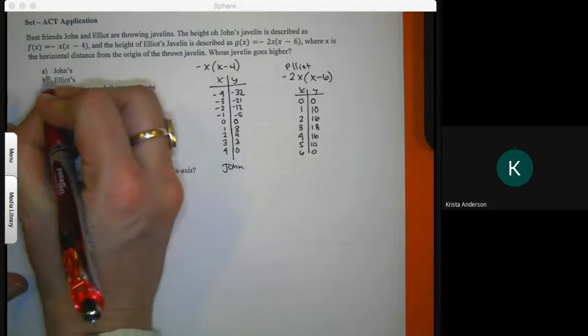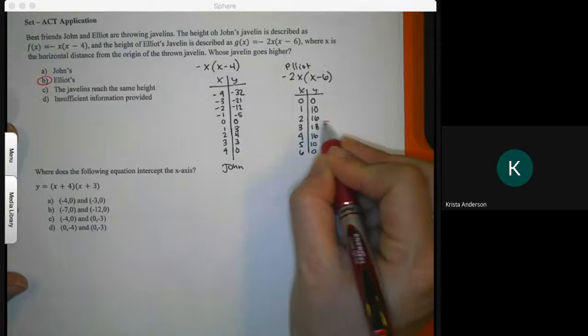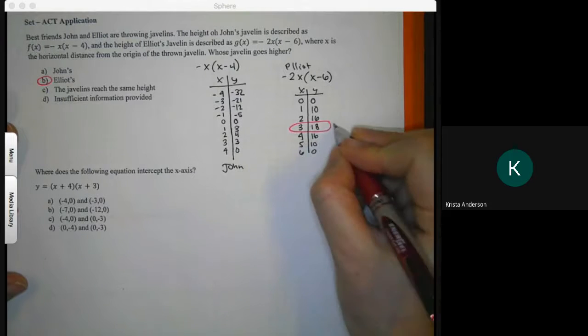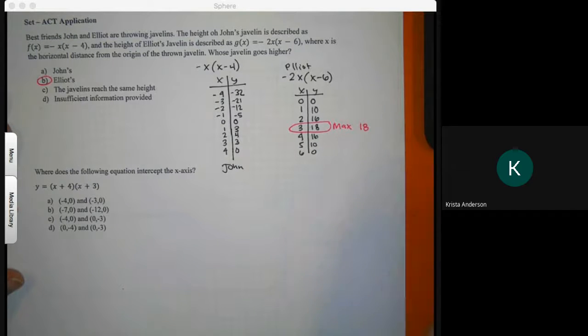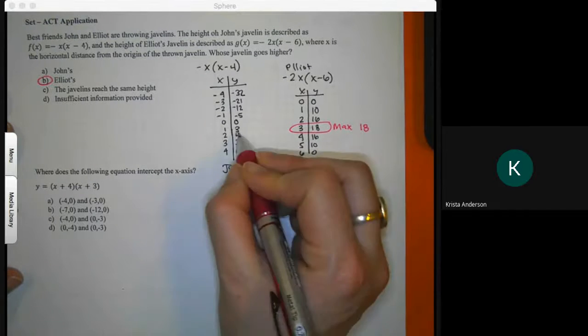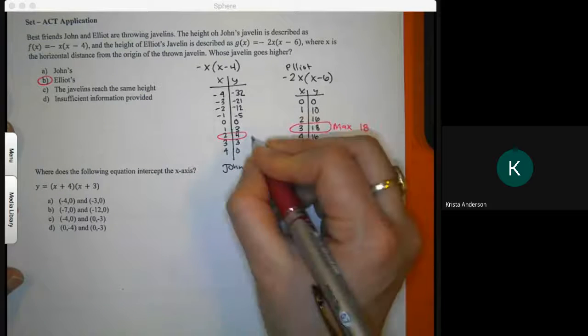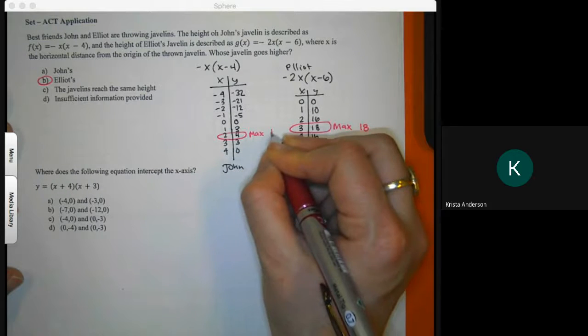Elliot's. Elliot's went higher because its maximum height was 18. What was John's maximum height? 4. Maximum height was 4.